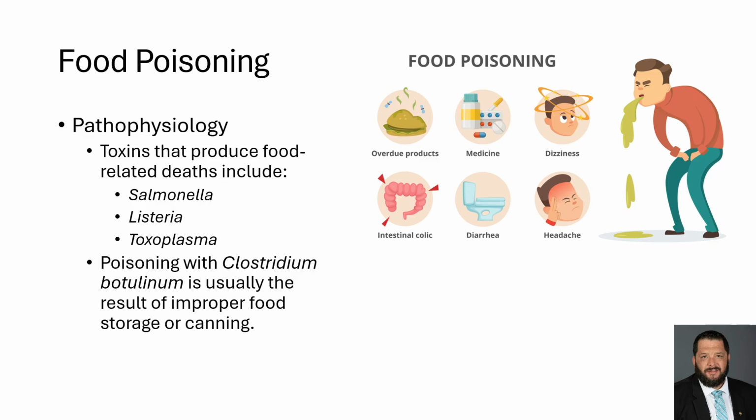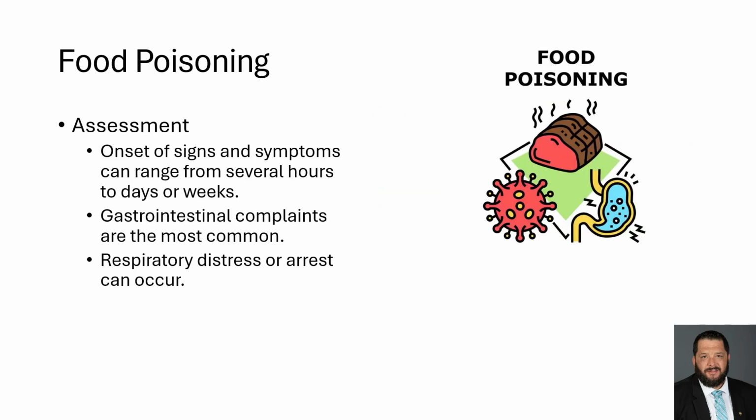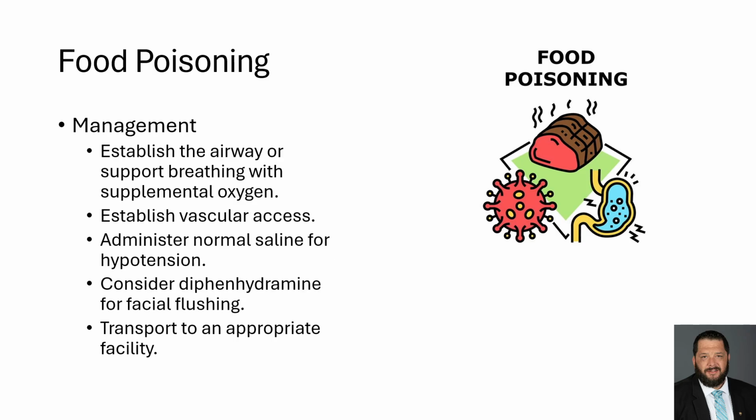The toxins that produce food poisoning are typically things like listeria, toxoplasma, and salmonella. Poisoning with Clostridium botulinum is usually the result of improper food storage or canning. Onset of signs and symptoms typically range from several hours to days. Most commonly, you're going to start symptom onset about 24 hours after the contaminated food was eaten, and gastrointestinal complaints are the most common. Now, respiratory distress and arrest can occur. They're just not very likely, and respiratory arrest may be due to a more secondary cause such as aspiration.